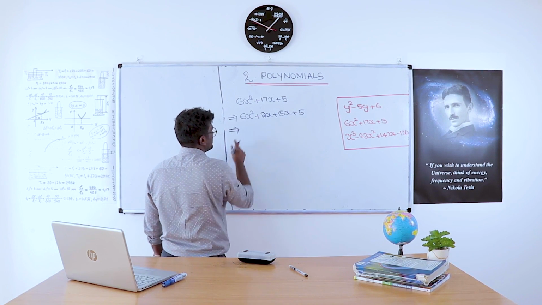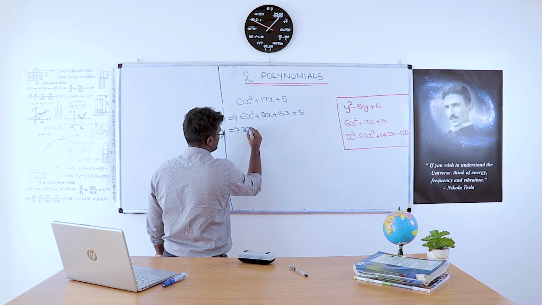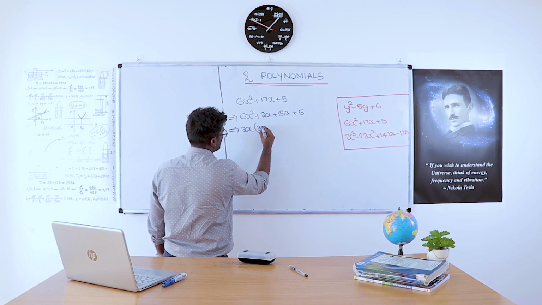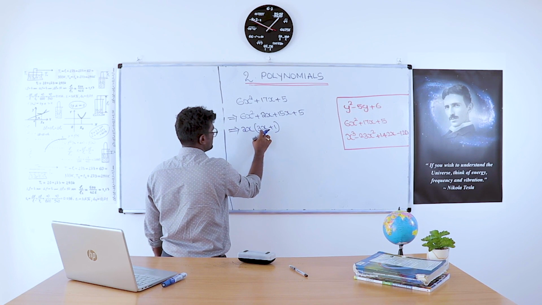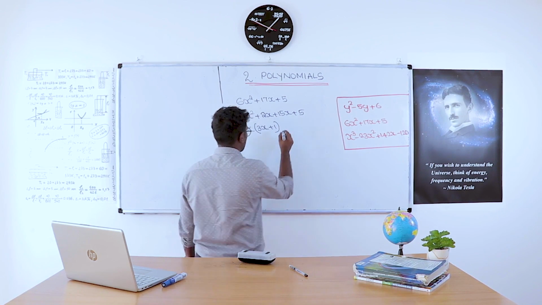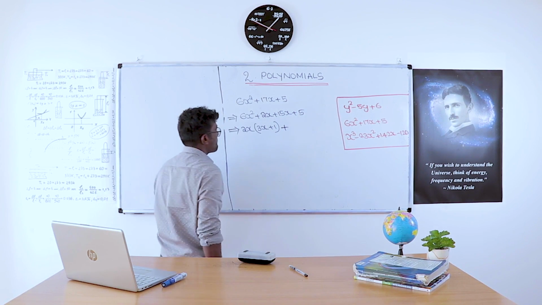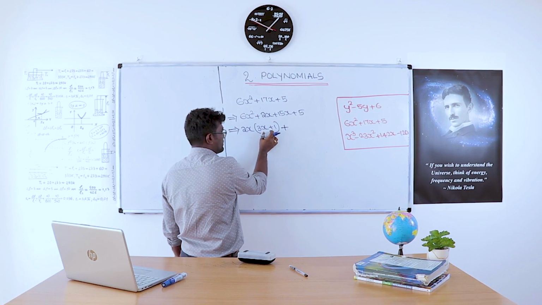So what is the common term here? 2x we can take as the common term. 2x into 3x plus 1, right? So 2x into 3x is 3 into 2, 6, x into x, x square, 6x square, plus 2x into 1 is 2x. It's completed, plus inside the bracket we want 3x plus 1, that we know.